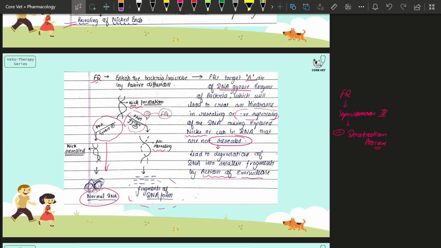Which will lead to the inhibition in the negative supercoiling. If there would be the inhibition in the negative supercoiling, it will lead to what? It will lead to the fragmentation of the DNA, right? Because there would be an excessive strain, and also there won't be any resealing of the nicks, right? That's why there would be an inhibition in the DNA replication or the transcription. In the similar fashion, there would be an inhibition of the topoisomerase 4, which will lead to the inhibition of the decatenation process, right? I hope this particular mode of action is clear to you all, right?